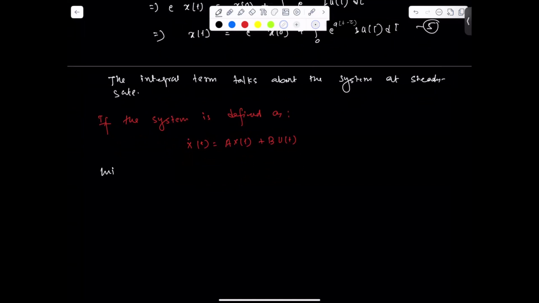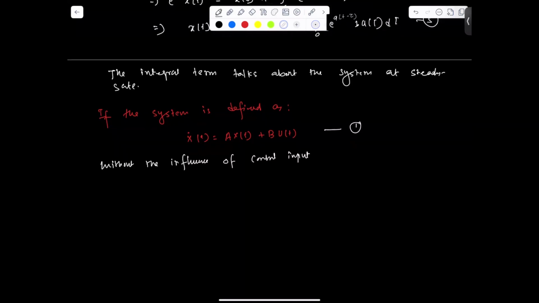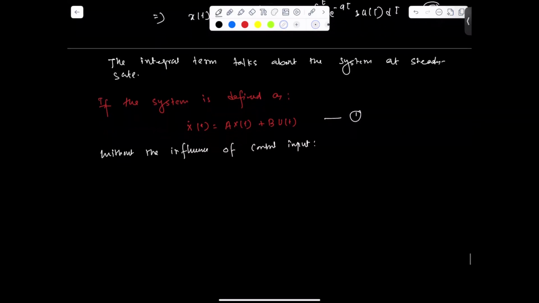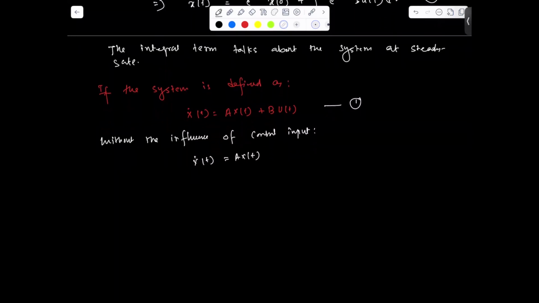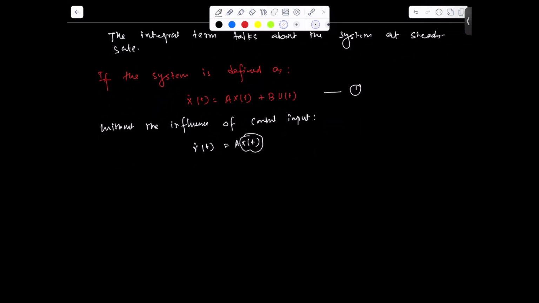Without the influence of control input, let us define this as equation number 1. Without the influence of control input, we can write equation 1: x dot t equals A x t. Now, if we apply Taylor's series for the x t expression, we can write it; Taylor's series is also sometimes called power series.